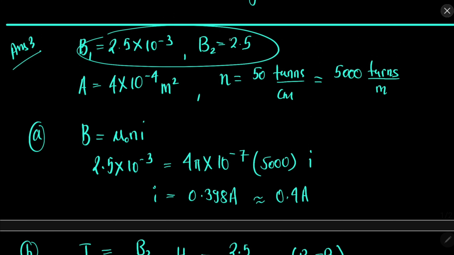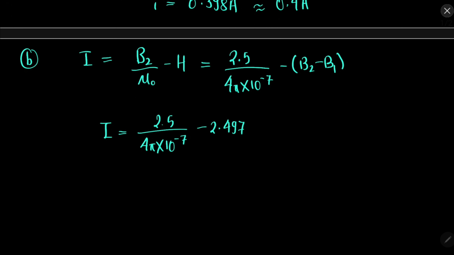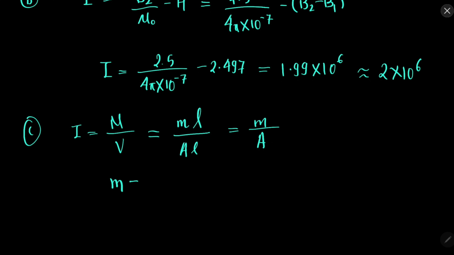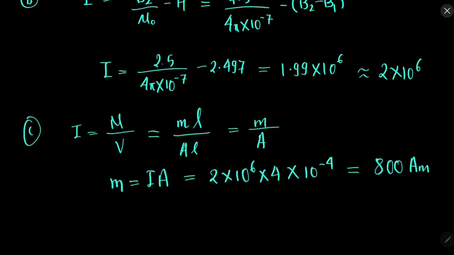So I equals 2.5 over 4 pi into 10 to the power minus 7 minus 2.497, the difference between these two magnetic fields. So it will be 1.99 into 10 to the power 6, approximately 2 into 10 to the power 6, and unitless. Then I can be m over V. Magnetic dipole moment can be pole strength into length over area into length. Volume can be area into length, so it can also be magnetic pole strength over area. So m will be I into area, so it will be 2 into 10 to the power 6 into 4 into 10 to the power minus 4, which will give us 800 ampere meter.